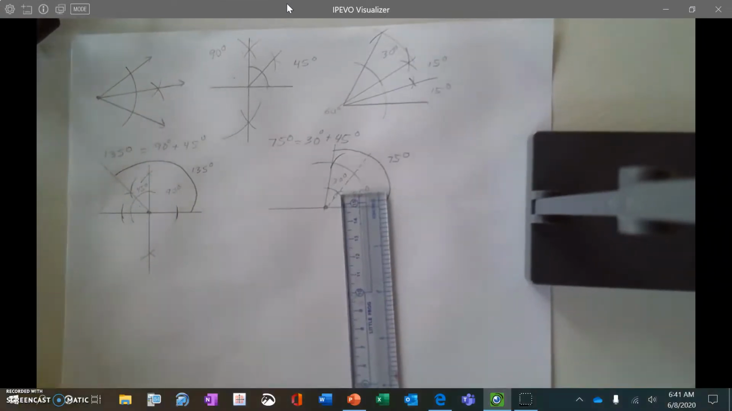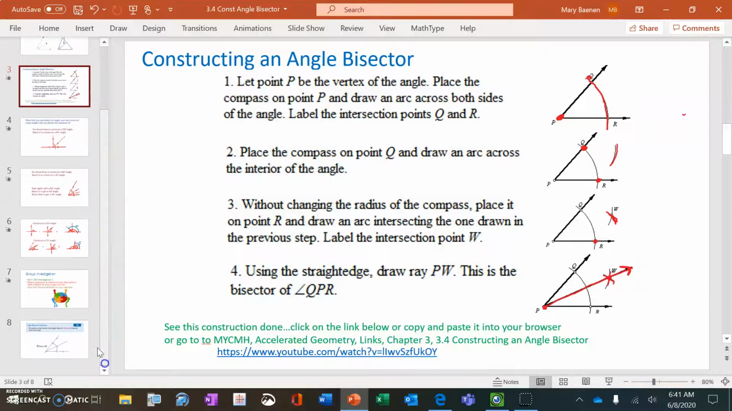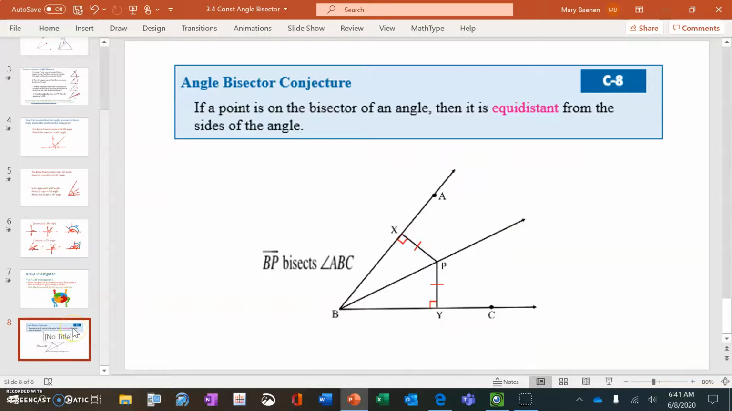So now, let's see if I can go back to my PowerPoint. Okay. There is an investigation that you are asked to do today on page 165, investigation 1. As you do it, you're going to create a conjecture number 8. In class, you are going to do it in a group, show it to me, and then write it with a sketch on your conjecture list. But since you're just going through this right now, I'm going to say, okay, what's happening here? They're going to tell you to create an angle, and they're going to tell you to construct an angle bisector. So this is my angle bisector.